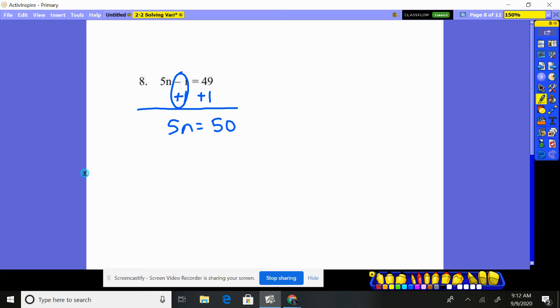Now how do I undo this multiplying by 5? I divide both sides by 5. N equals 10. 5 times 10 is 50 minus 1. Yes, 49. It works.